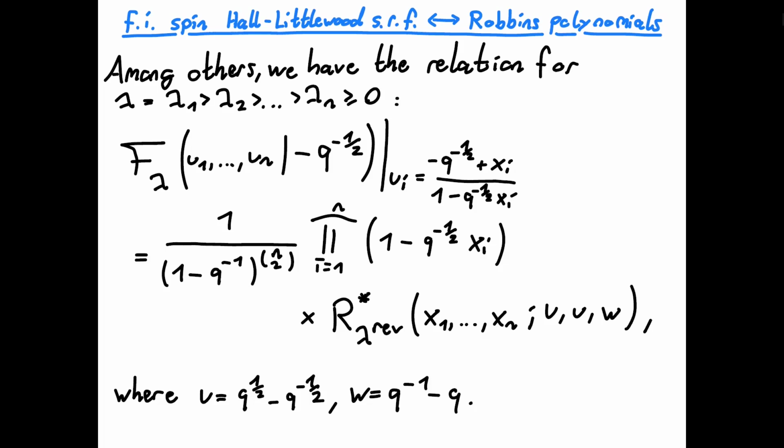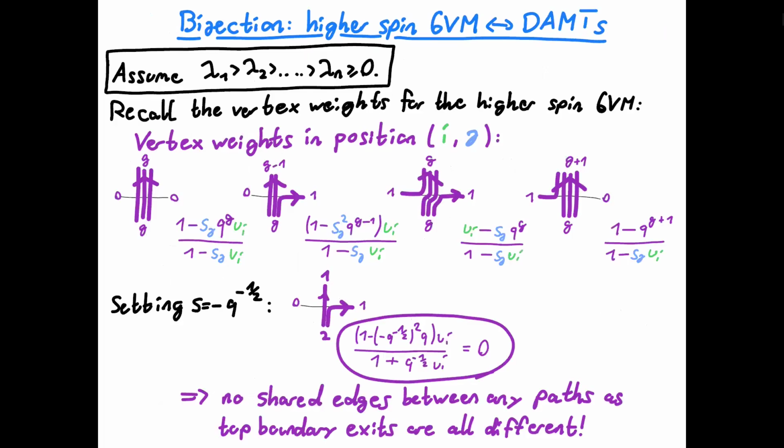Okay, I want to give you a projection between this higher spin six vertex model and the down arrow monotone triangles in that particular case. So the important thing here is that the weights at s equals -q to the -1/2 for this particular configuration vanish. And what that means is, because at the end you have a partition with distinct parts, no two paths can share a horizontal edge anymore, because they have to split at the end for this partition.